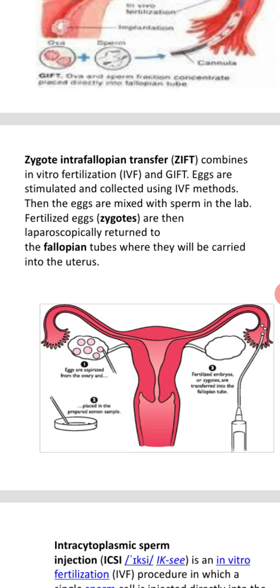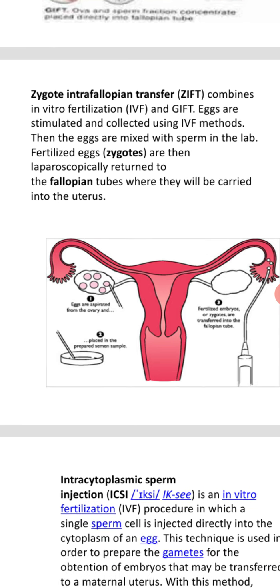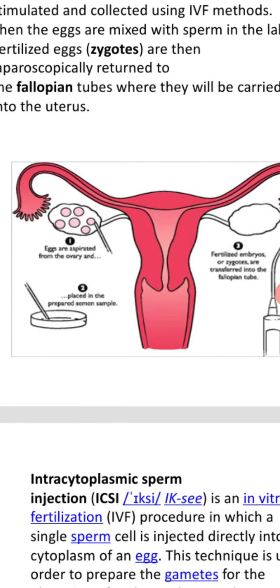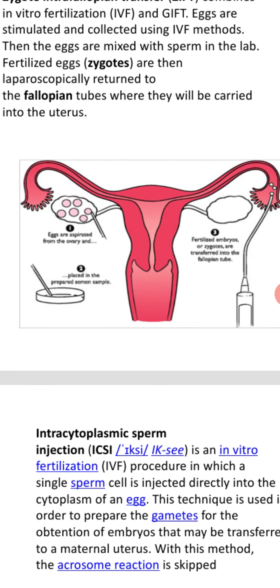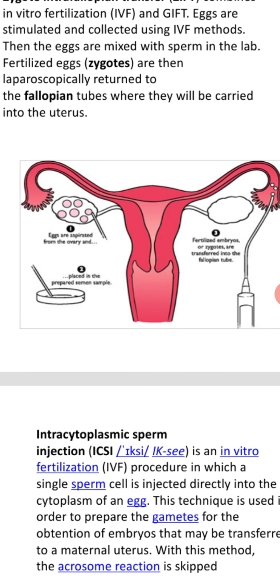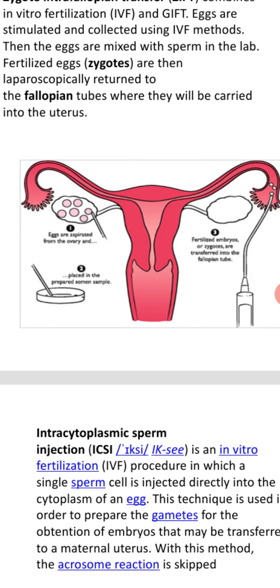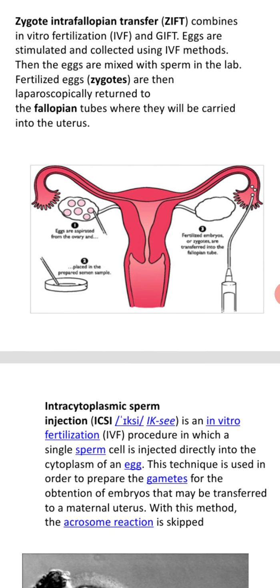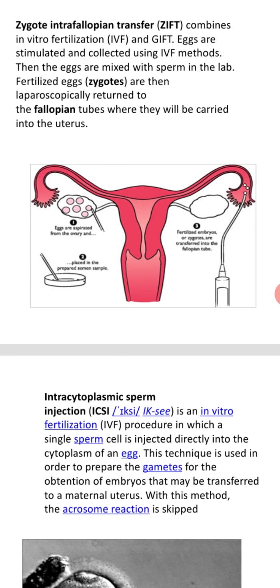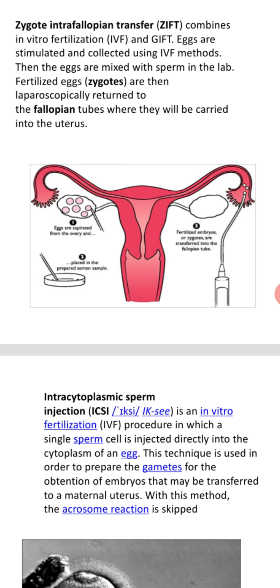So, this is what is called GIFT. You can see in the picture how the fertilized eggs are removed, and then it is fused with the spermatozoa, and then the zygote is transplanted into the fallopian tube, where further processes occur in the uterus of the woman. So, this is what is called a zygote intrafallopian transfer.